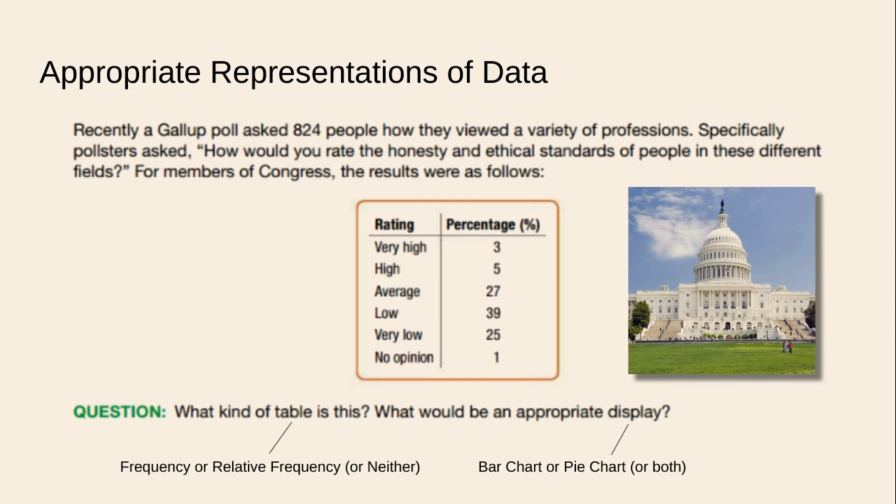All right. So, a Gallup poll asked 824 people how they viewed a variety of professions. Specifically, pollsters asked, how would you rate the honesty and ethical standards of people in these different fields? Here are the results from members of Congress. The results were as follows. Some people think very highly of Congress. Some people don't want to express their opinion. A lot of folks think that the folks in Congress are a little bit sketchy. All right? Such is politics.